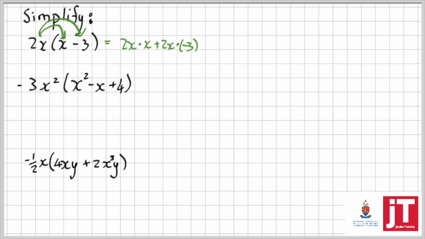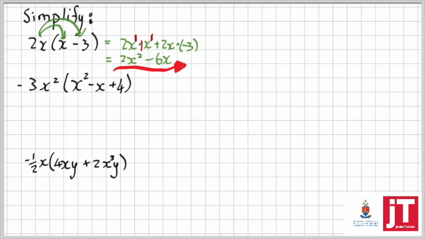So 2x times by x, remember there's exponents of 1 and 1. And what does the exponential law say? If I multiply the same bases, what do I do with the exponents? I add them. So I get 2x squared, and then plus 2 times by negative 3 gives me negative 6 and x then, because there isn't another x there, so I don't have to apply the exponential laws.